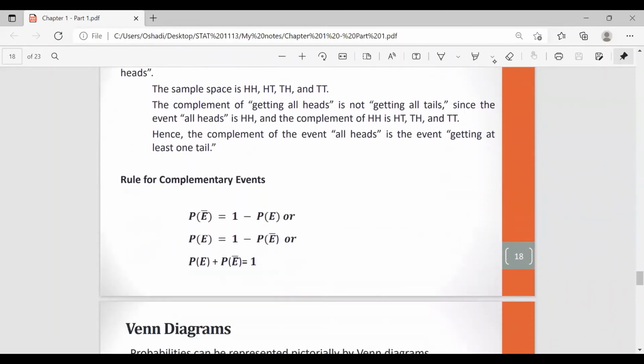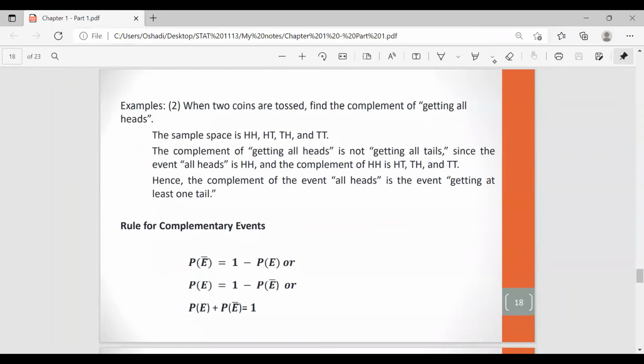Another example: when 2 coins are tossed, find the complement of getting all heads. Getting all heads, that is getting H and H, right? We know the sample space has 4 outcomes: getting both heads, that means getting all heads, head and tail, tail and head, and both tails, getting all tails.